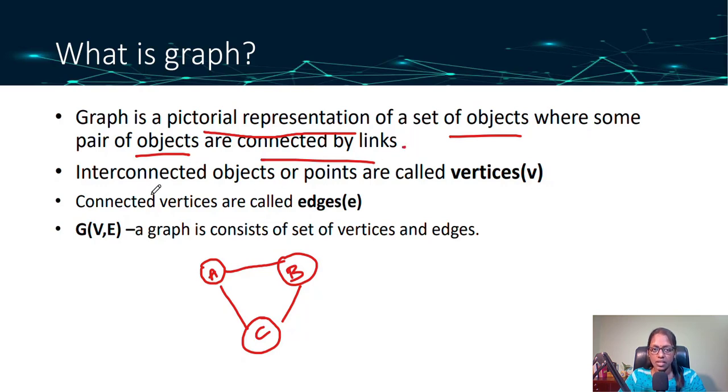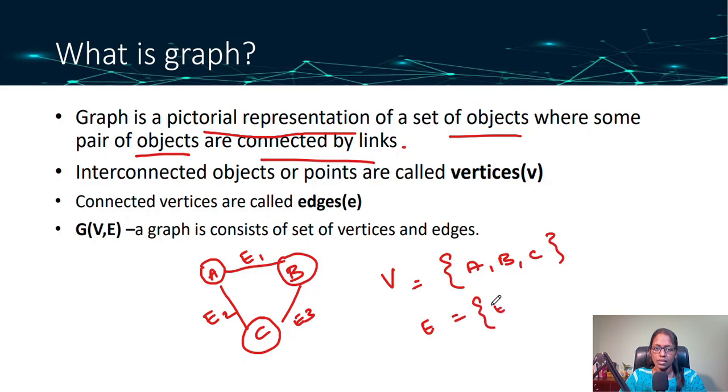Interconnected objects or points are called vertices. So these objects, this A, this B and this C, are called vertices. So what are the vertices here? A, B, C are vertices. And the connected vertices are called edges. You can also name them E1, E2 and E3. So how many edges are there in the graph? There are 3 edges: E1, E2 and E3. So how many edges? 3 edges.